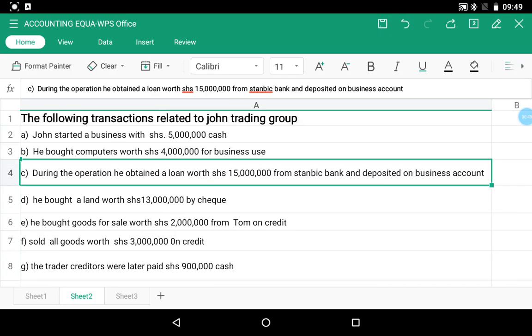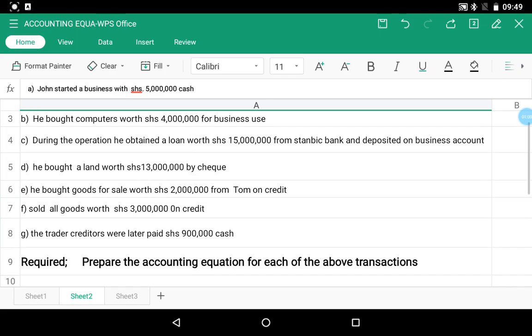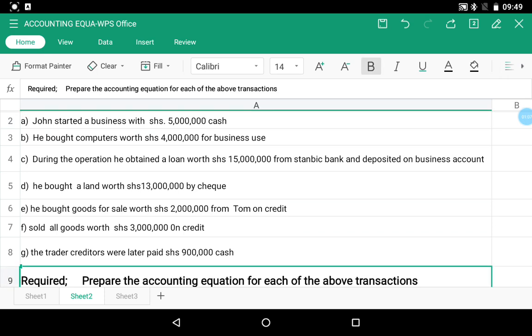Now we have our illustration here. They say the following transactions relate to a joint trading group, and they have given us some information. Then when we go to our requirements, they have said prepare the accounting equation for each of the above transactions. That means for each transaction we are going to prepare its accounting equation. Every question shall have its own accounting equation.